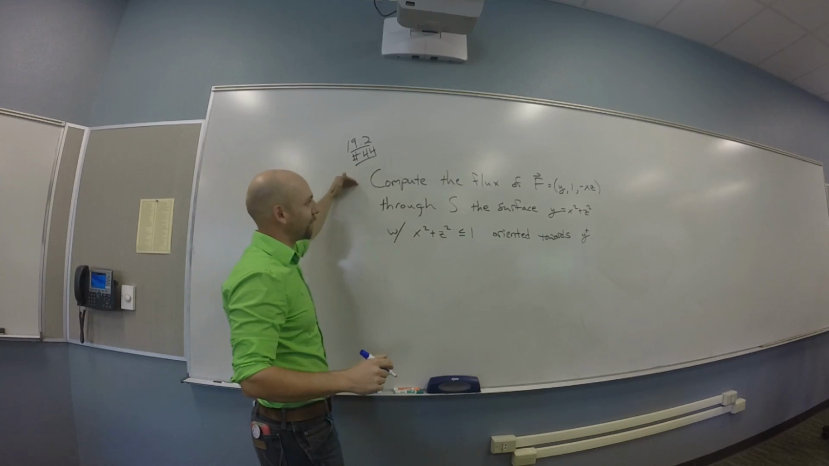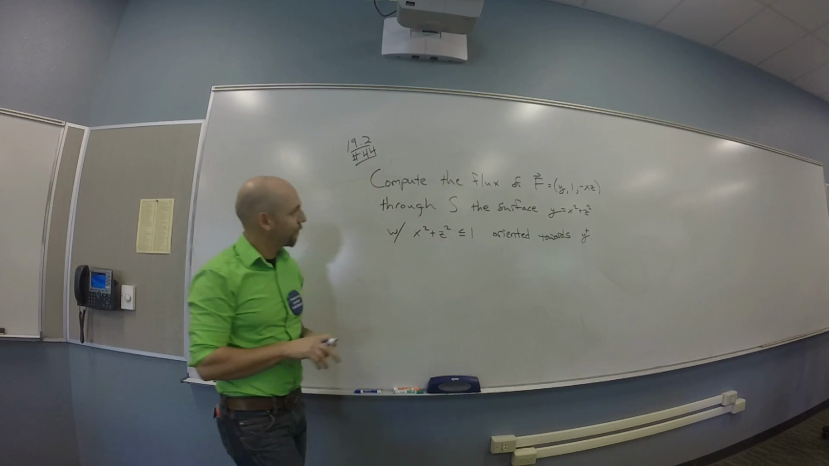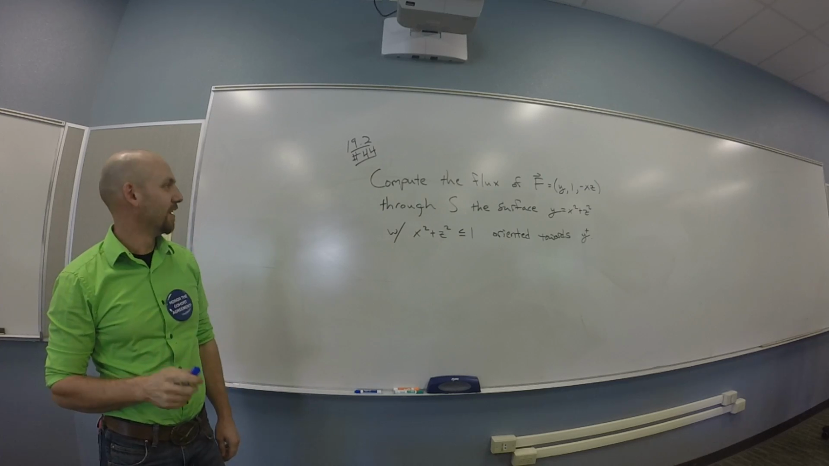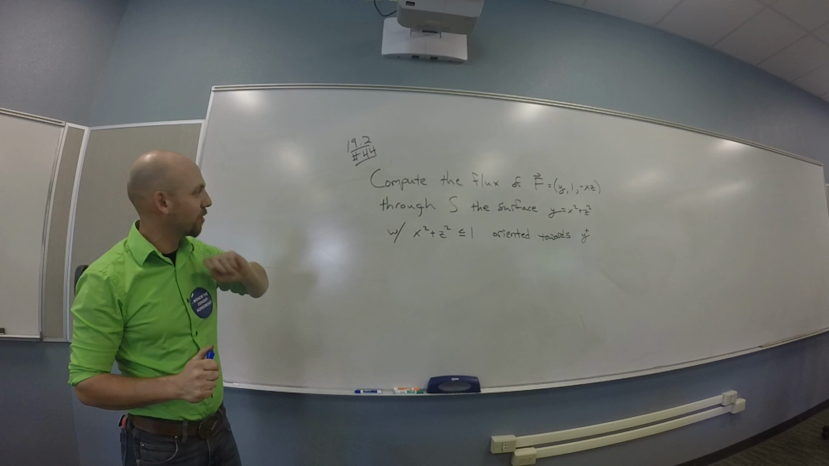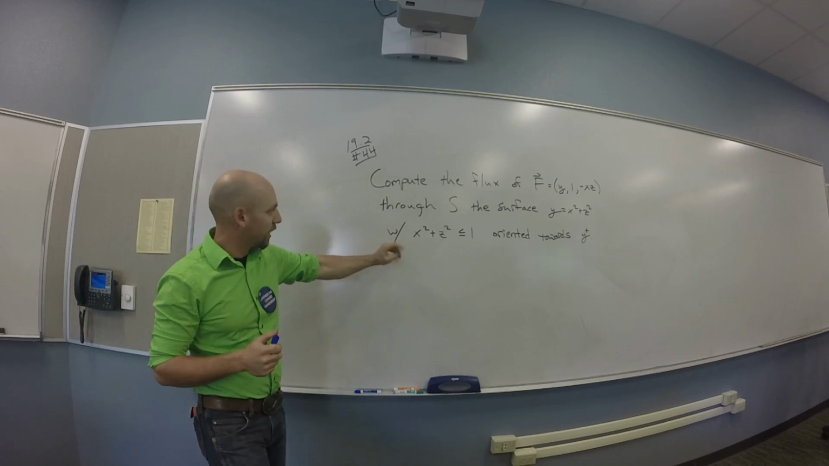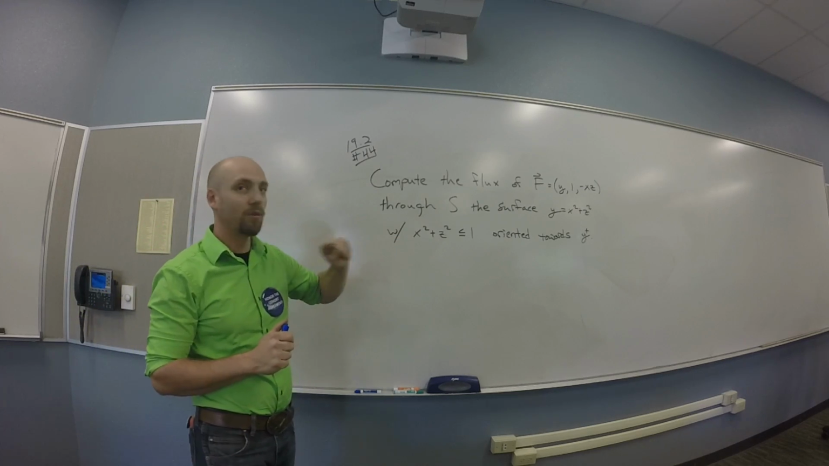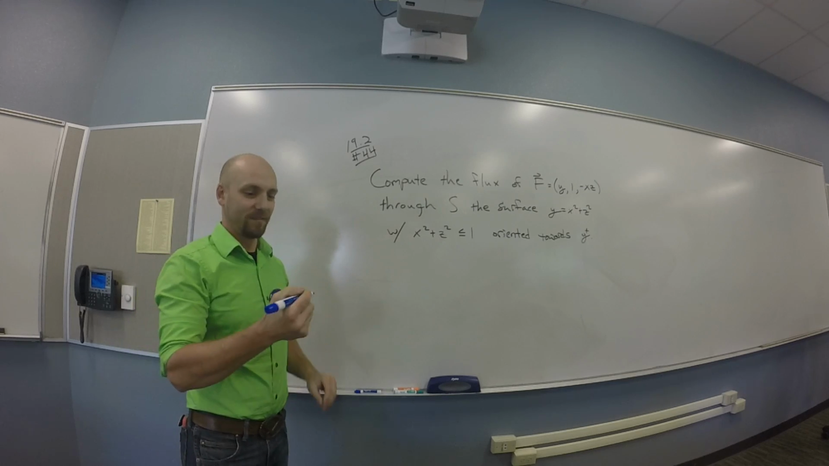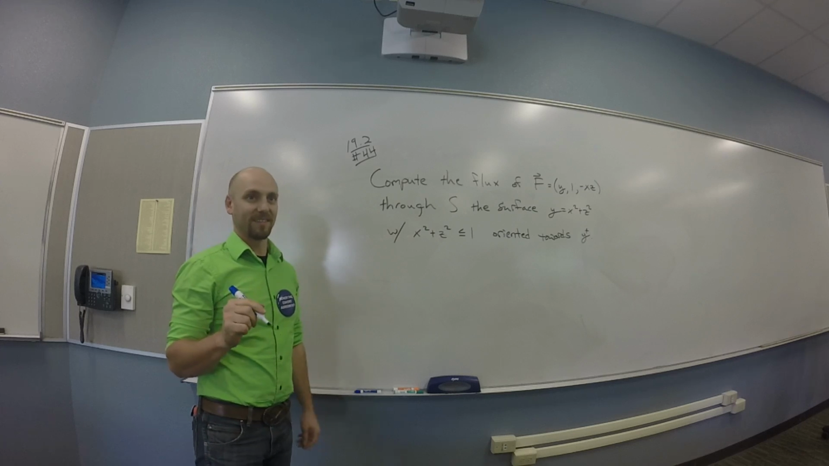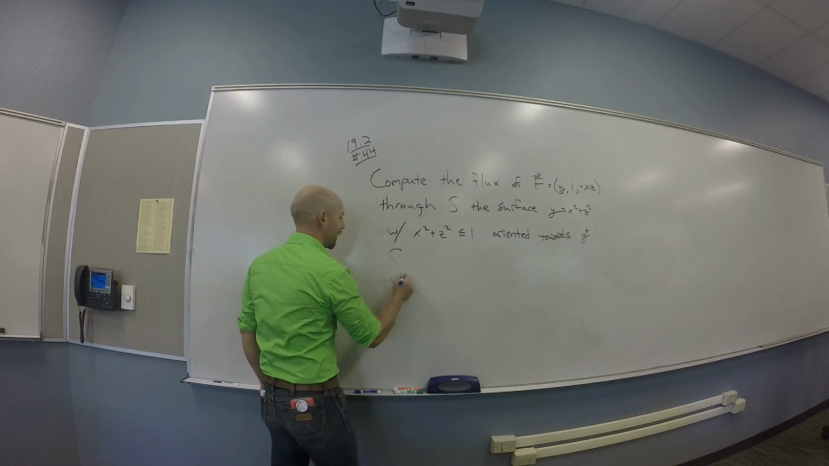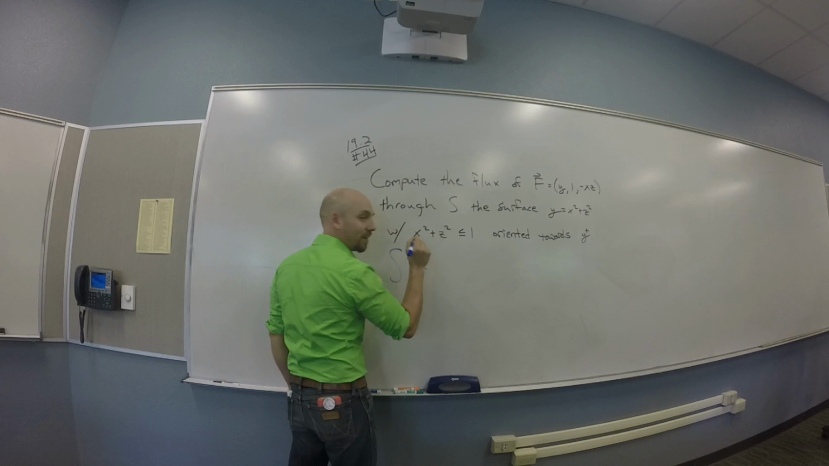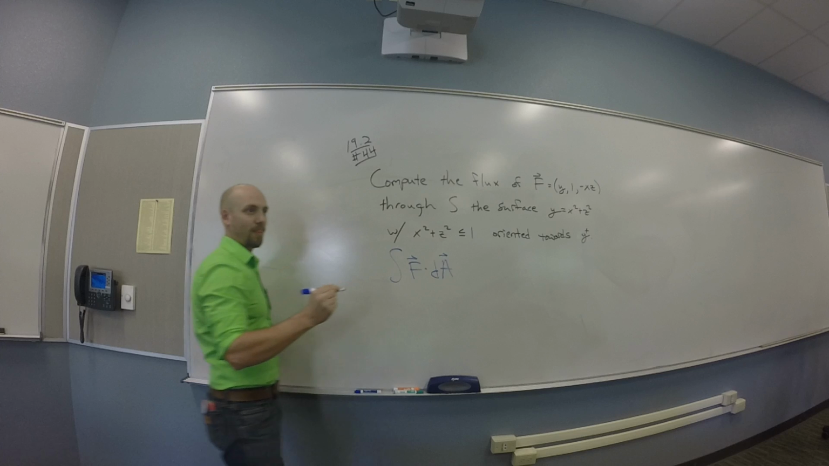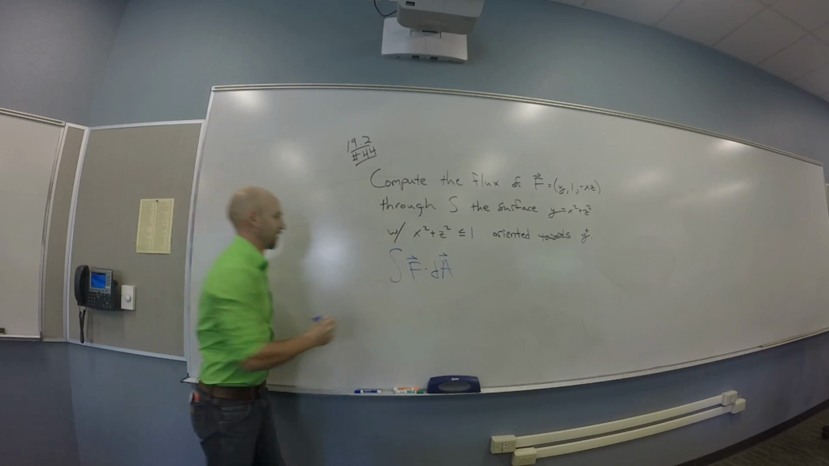Let's compute the flux of F, which is (y, 1, -xz), through this surface, y = x² + z², with the restriction x² + z² < 1, oriented towards the positive y. Okay. They said flux, right? Yep. So I should write this down: the integral of F dotted with d area, over the surface.